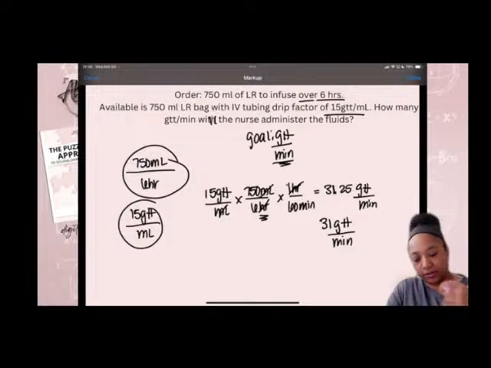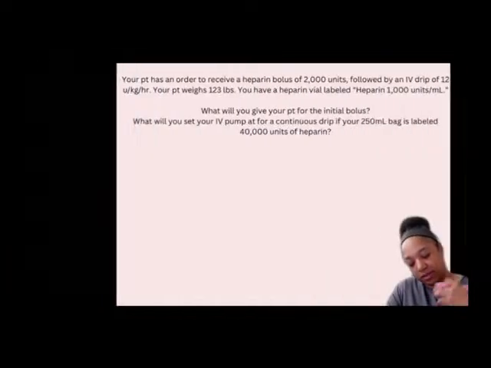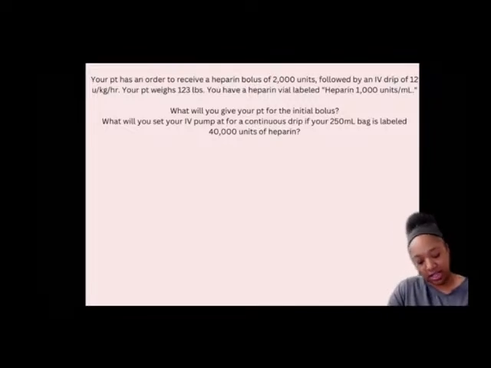Exactly. Don't forget. Just get in the habit of putting that label on there. Whatever the goal is, just slap it on there.